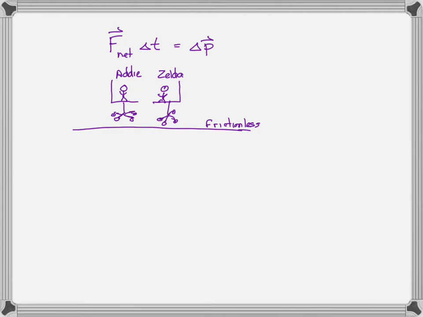And let's just imagine that Addie and Zelda push on each other. If they push on each other, what's going to happen to the chairs? If Addie pushes on Zelda, then by Newton's third law, notice that Zelda has to push back on Addie whether she wants to or not. What happens is Zelda goes that way and Addie goes that way. Hopefully that's pretty clear. So let's just ask about Zelda.